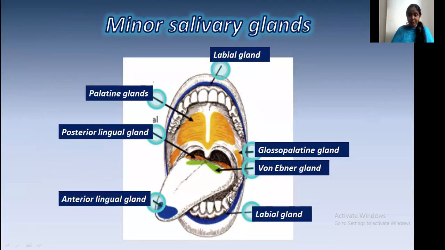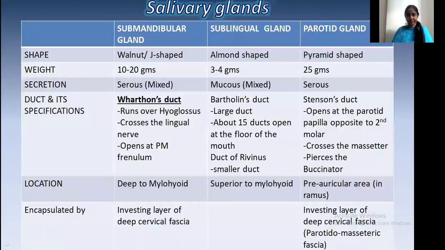Kindly note down this image, students. It can be asked as an image-based question. This is the labial gland. This blue area, this is where the labial glands are present along the lip fold. Labial gland. Palatine glands, posterior lingual gland, posterior surface of the tongue, and von Ebner gland is marked in green color. This is the anterior lingual gland and the glossopalatine gland on the sides. Note down this image.